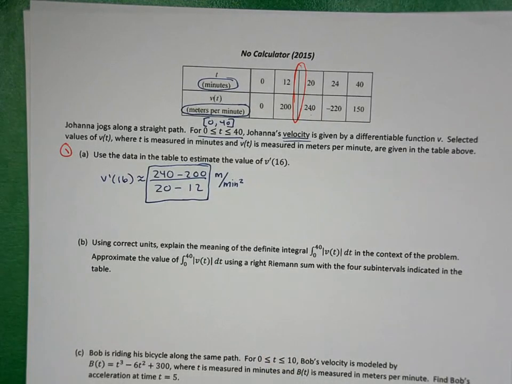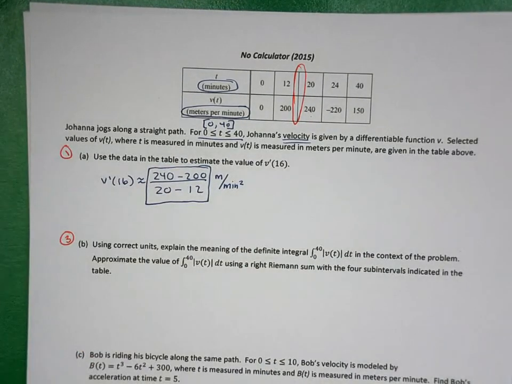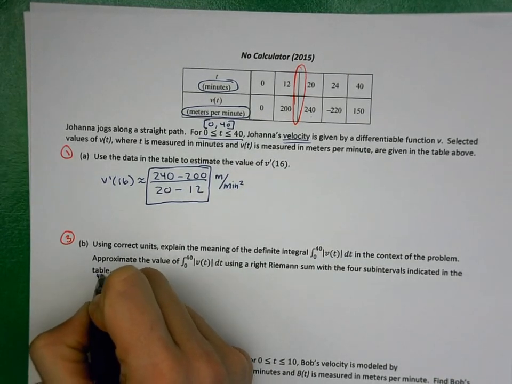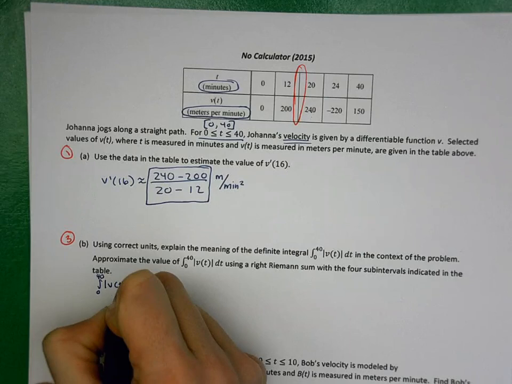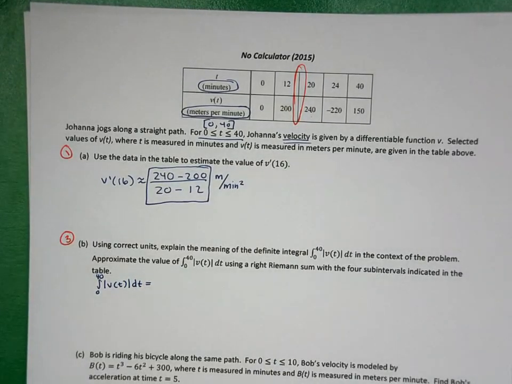Okay, B, we have using correct units, explain the meaning of this integral in the context of the problem. So this one is worth 3 points. First point comes from that sentence. What does this mean? And we've done quite a few of these. The integral from 0 to 40 of the absolute value of velocity was what? Okay, well, this comes from our particle motion packet. It's on the back side there. This is total distance.